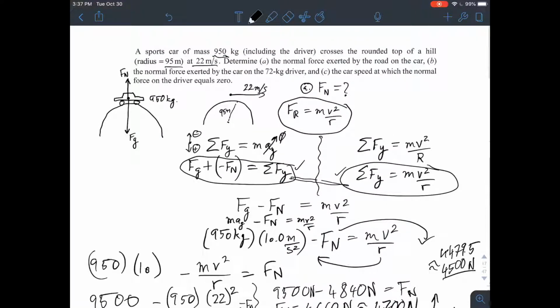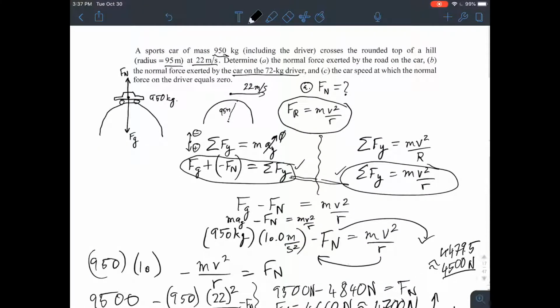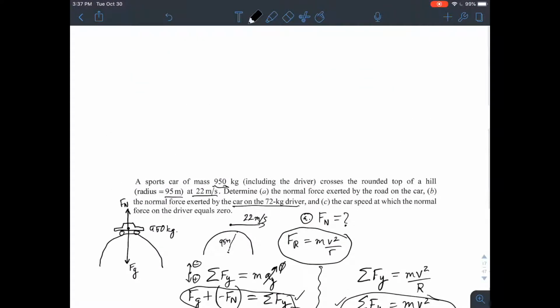All right, part B, normal force exerted by the car on the 72 kilogram driver. So initially they gave us the mass of the car, and now they're giving us the mass of the driver. That's interesting. So now they just want to know, hey, you told me what the normal force on the car was, now tell me what the normal force by the car on the driver is. So, because the ground is pushing the car, and technically the driver isn't sitting on the ground, the driver is sitting on the car seat, so the car is pushing on the driver. So hopefully that's not a surprise. But there's nothing really crazy going on here. It's the same thing if you think about this.